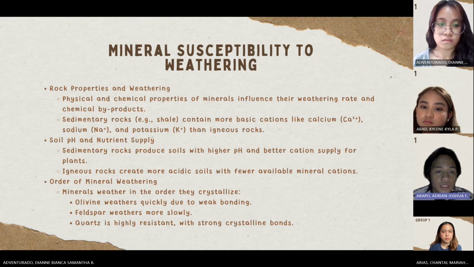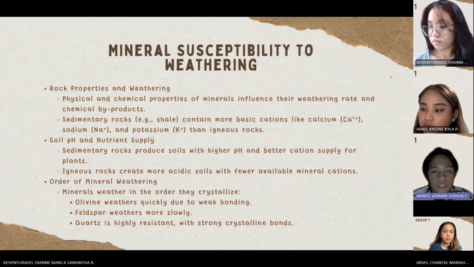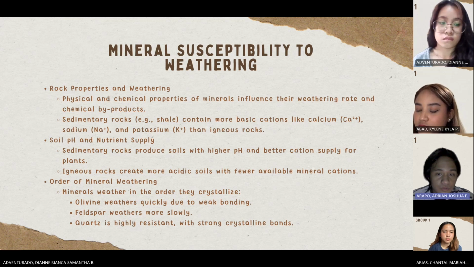the soil pH and nutrient supply. So soils formed through the sedimentary rocks have higher pH, which would be beneficial for the plant growth since they would have higher cation availability or nutrient availability. In contrast, igneous rocks lead to more acidic soils with fewer available nutrients, making them less fertile.